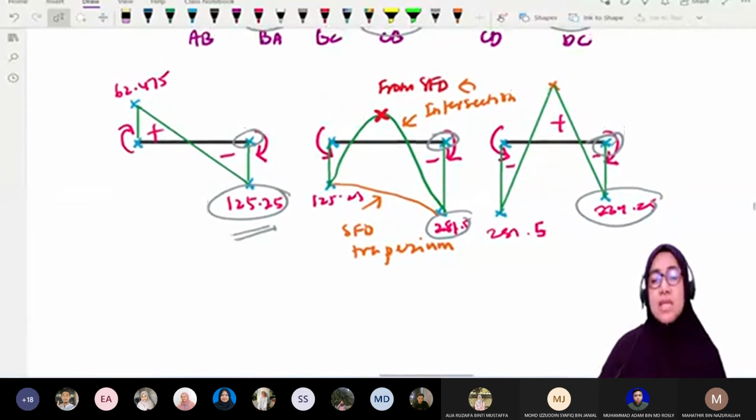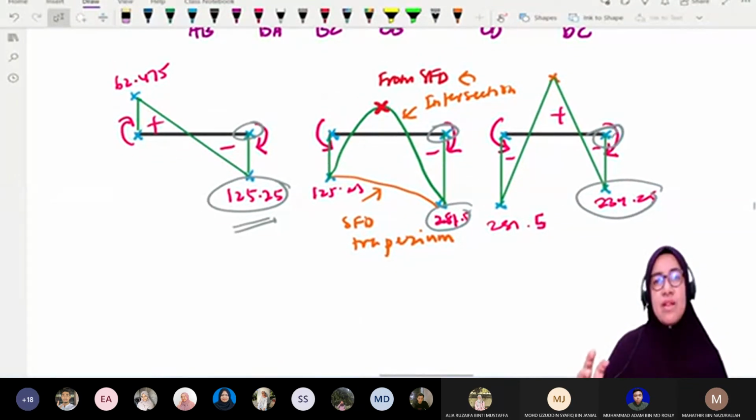Benda ni you kena practice. Okay, it is very very important for you to know. So you have to practice. Kita akan continue dengan moment, shear force diagram, shear force bending moment diagram ni throughout this course.